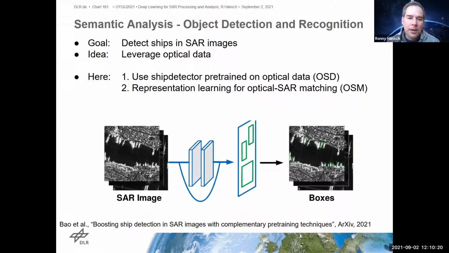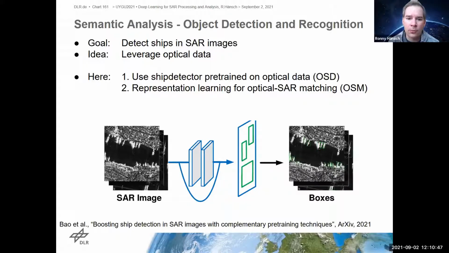Another big part for object detection is ship detection. So here we want to detect ships in harbors or on open sea. And the problem is, of course, you only have sparse data for that, right? There are not millions of images of those ships. So one way to deal with sparse data is that you try to pre-train your network on a different task where you have more data.